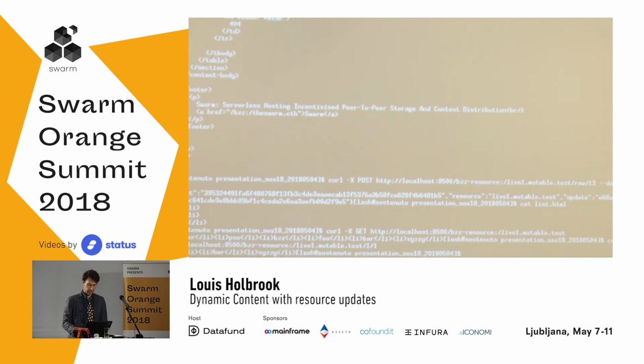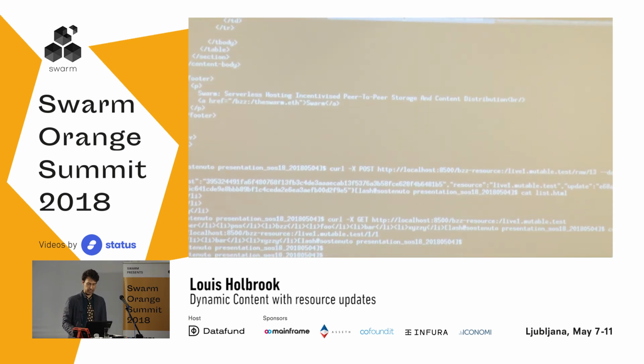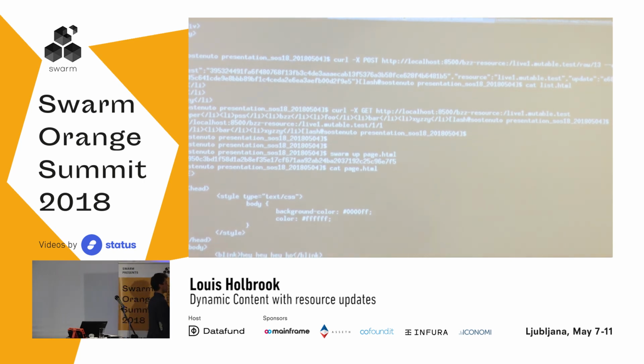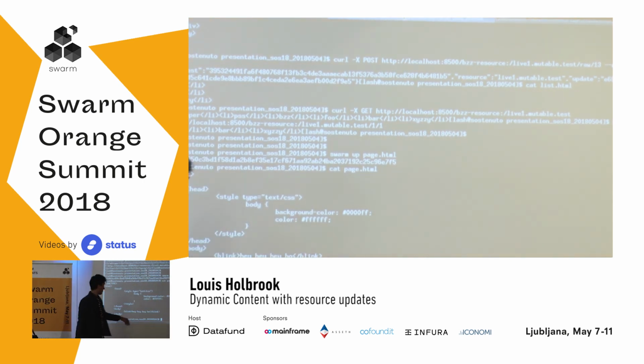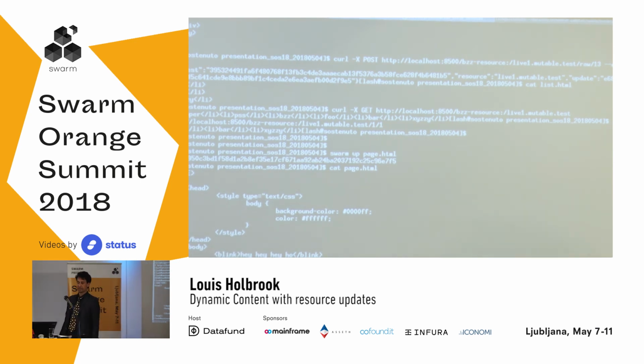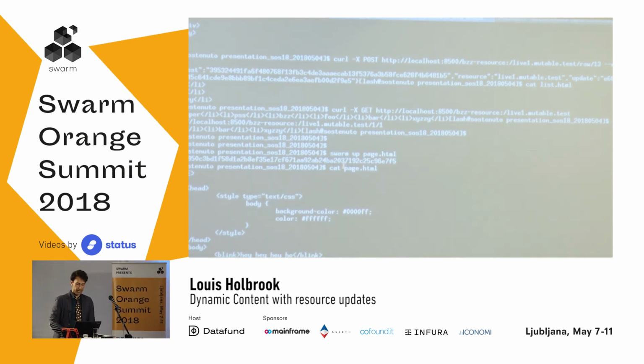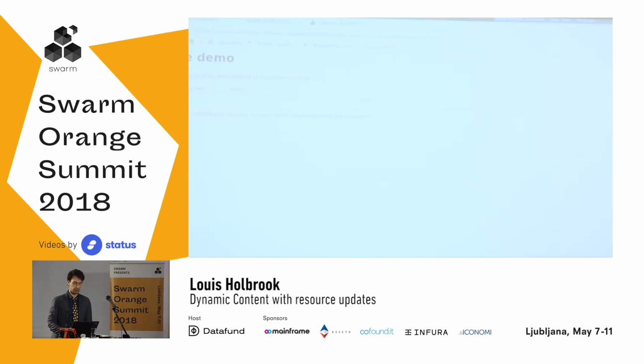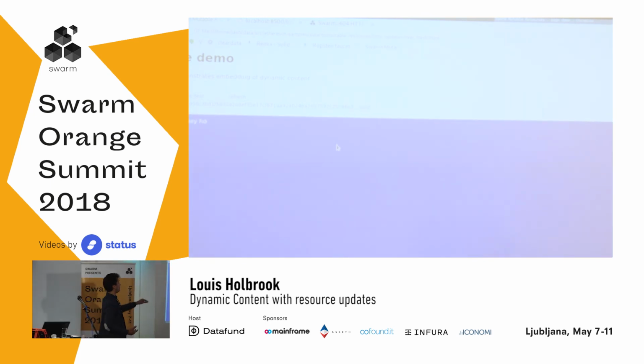So then we do swarm up page HTML. So let's see what page HTML is. Well, it's not much. It's a background color, a color of text, and a little bit of text here. We take this hash, and we send an update request to that. And now the page content, and I can see it's HTML, right?